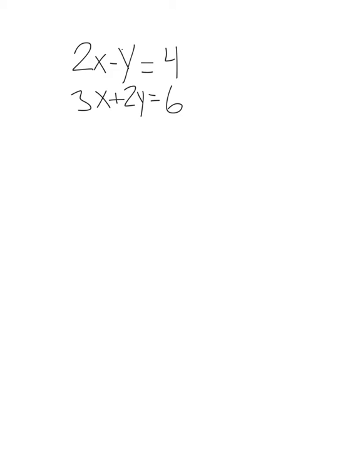I'm going to look at my y variables. Negative y plus 2y. If I multiply my first equation by positive 2, I'm going to create additive inverse pairs. So I'm going to be left with a negative 2y and a positive 2y, and I'm then going to be able to eliminate my variable. So I'm going to multiply my first equation, each term, by 2 in order to eliminate the y variable.